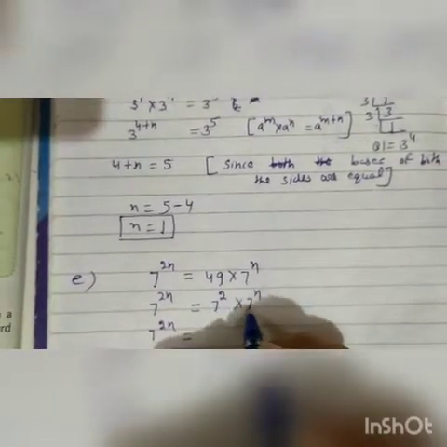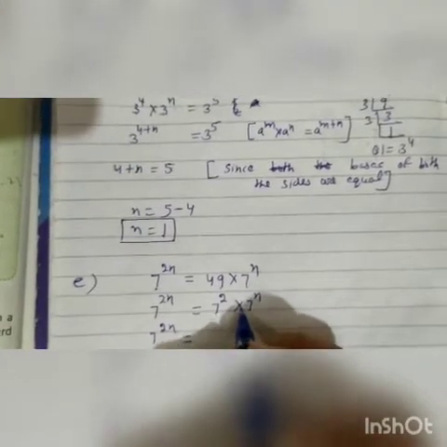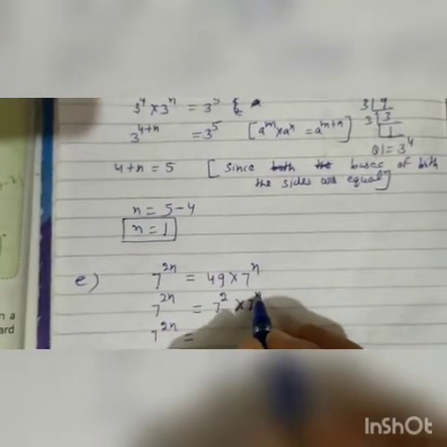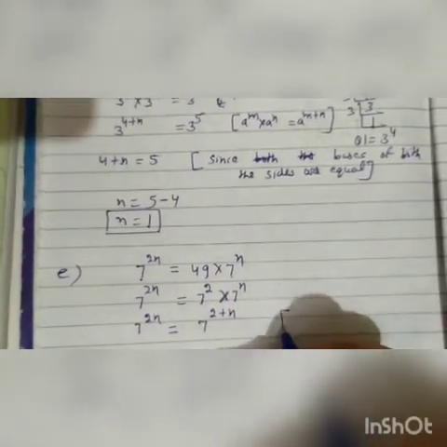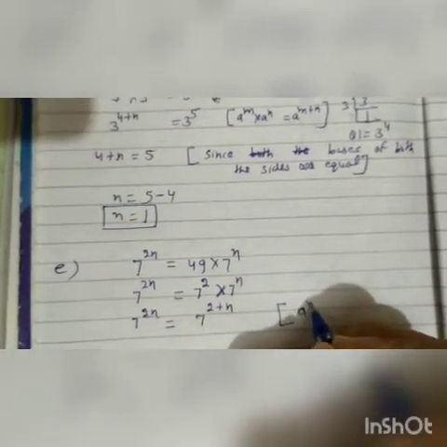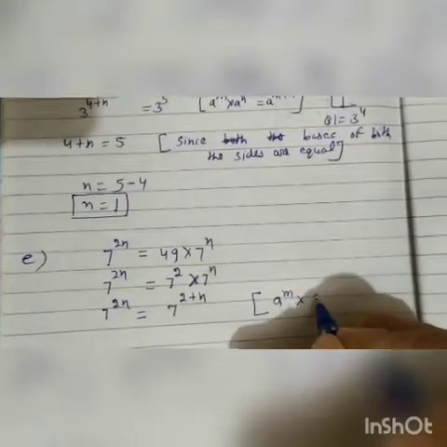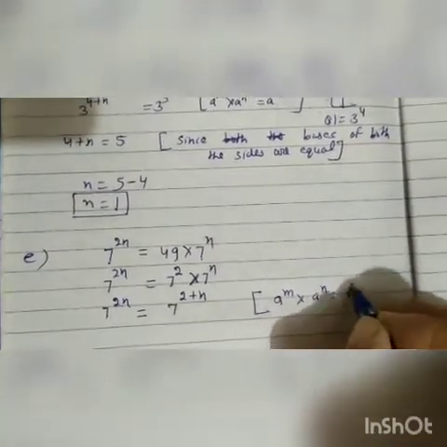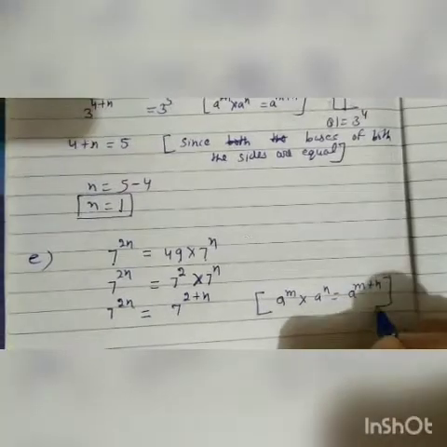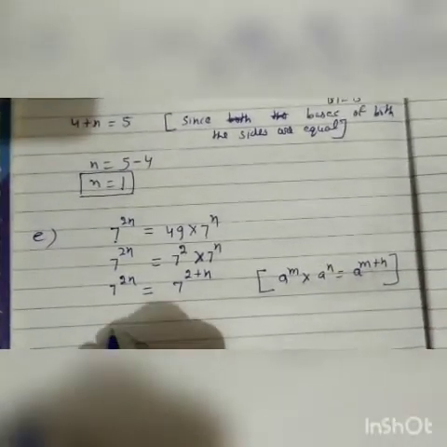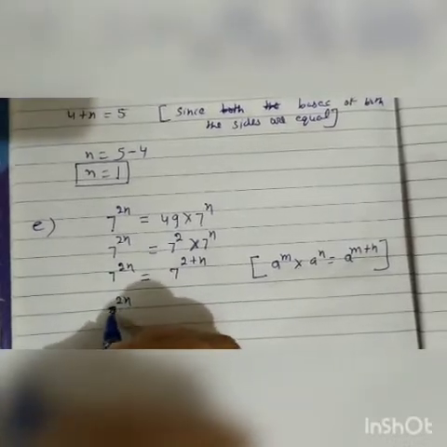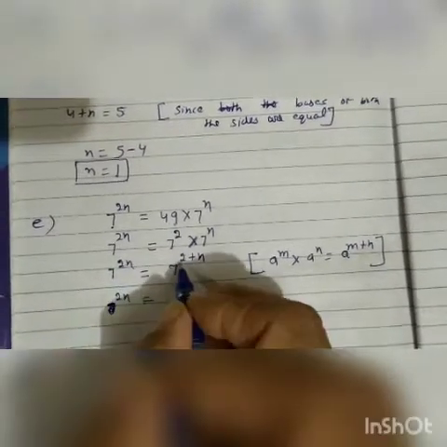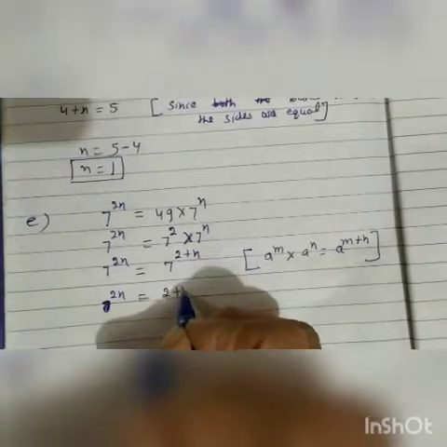Again both the bases are same and there is a multiplication sign. So we will add these two powers, 7 power 2 plus n. We will again show here a power m into a power n is equal a power m plus n. Now 7 power 2n is equal 2 plus n.